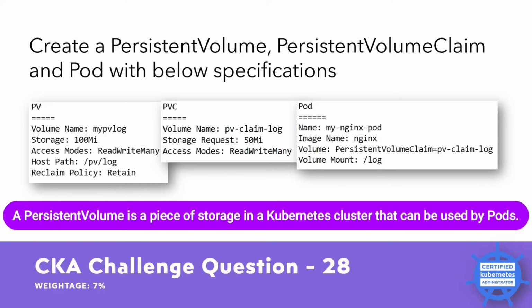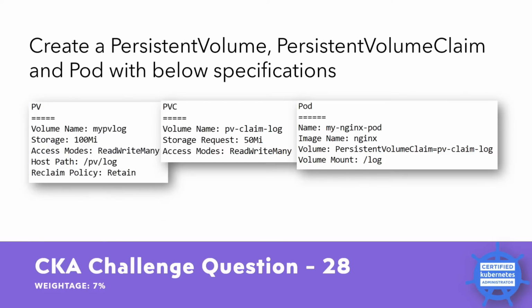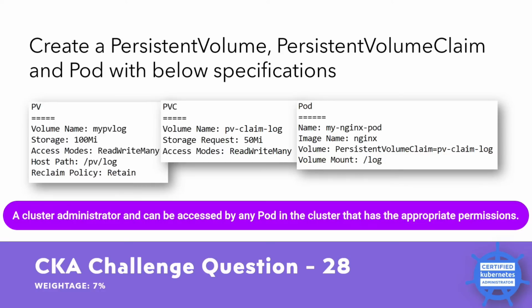A persistent volume is a piece of storage in a Kubernetes cluster that can be used by pods. It is typically created by a cluster administrator and can be accessed by any pod in the cluster that has the appropriate permissions. The PV can be created using different storage types, such as local storage, network storage, or cloud-based storage.